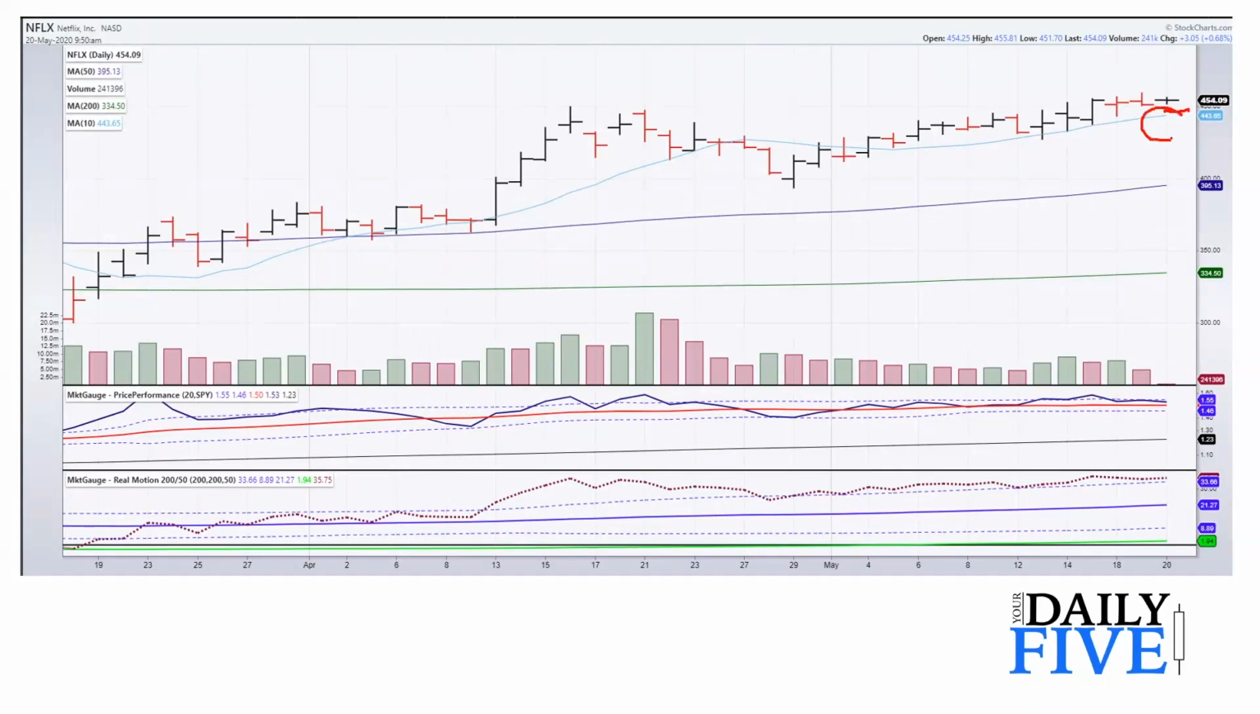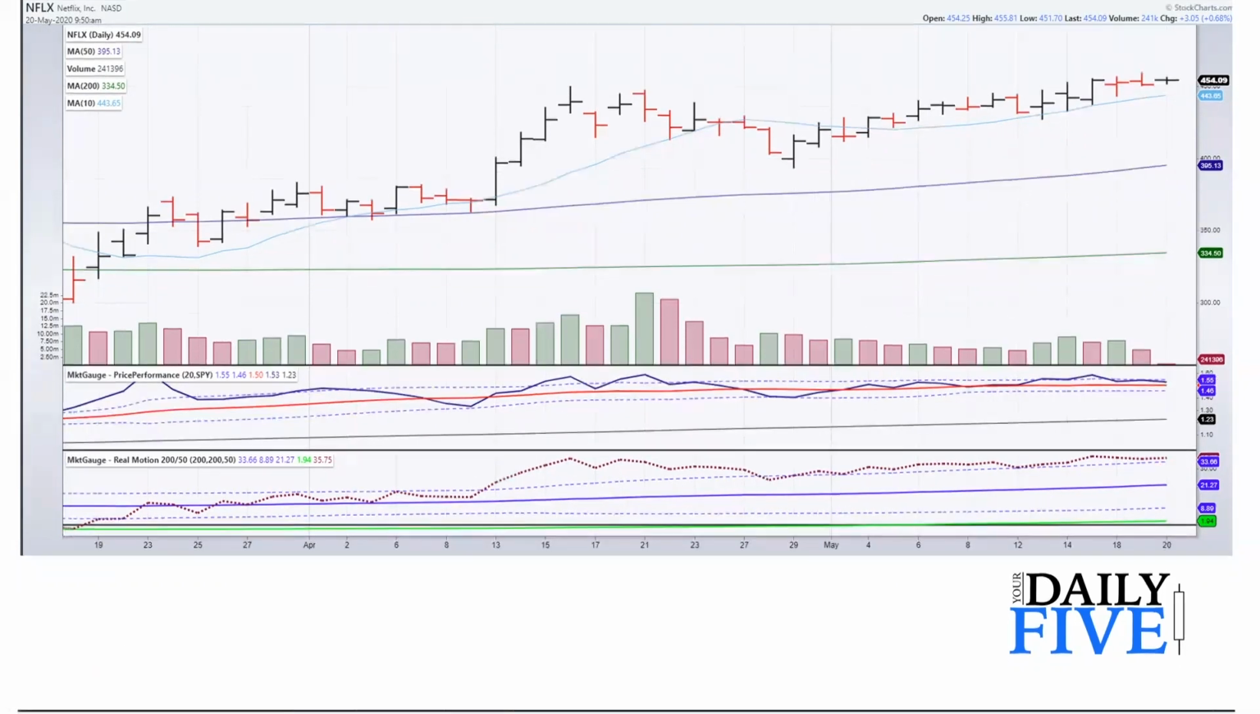If it breaks down under this 10-day moving average, you could also see that it's broken down under the Bollinger Band after being above it for a while. If it breaks down under the SPY performance, that's one thing. And again, momentum has been strong, but it could start to wane. So this is one way to go short.